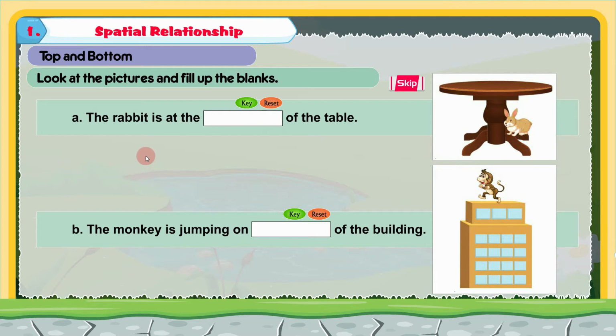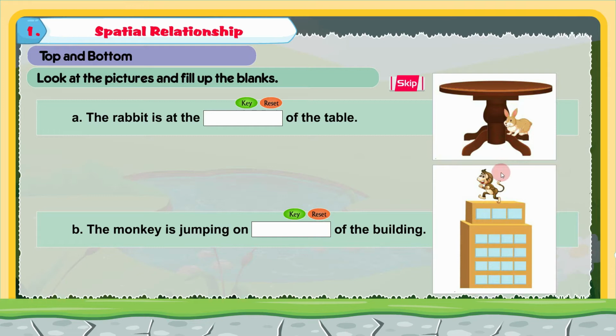Today we are going to do the workbook part from our mathematics subject. Now we will do the first lesson in our workbook, that is spatial relationship. The first topic here is top and bottom. T-O-P, top, and B-O-T-T-O-M is bottom. Look at the pictures and fill up the blanks.